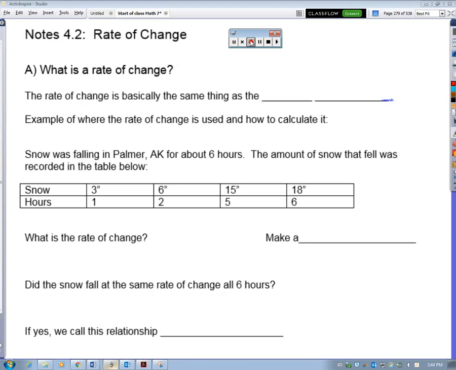Alright, my little math friends, we are moving on into chapter 4. Now we're going to be going on to 4.2. We're going to be talking about rate of change. First thing we need to know is, what is a rate of change?